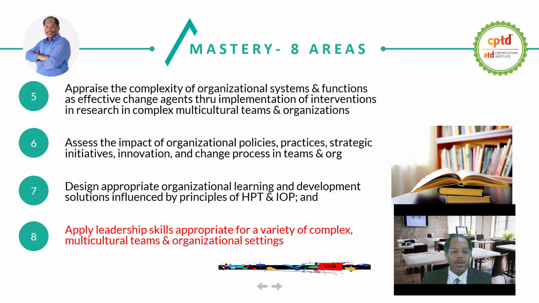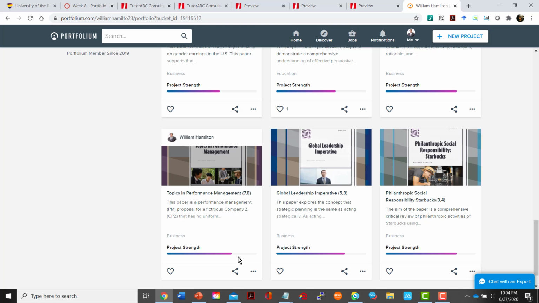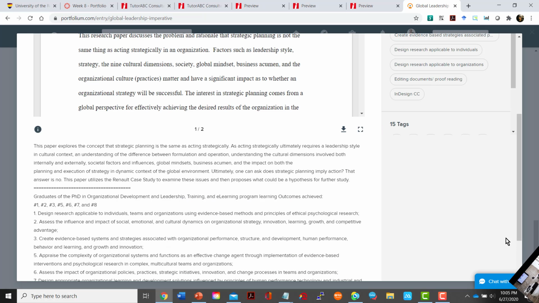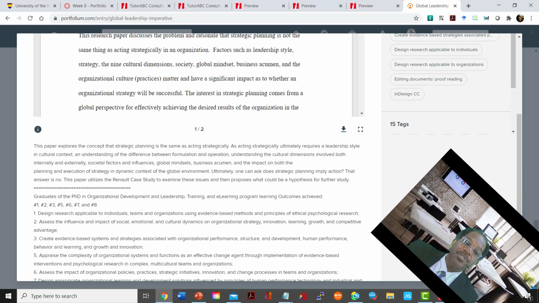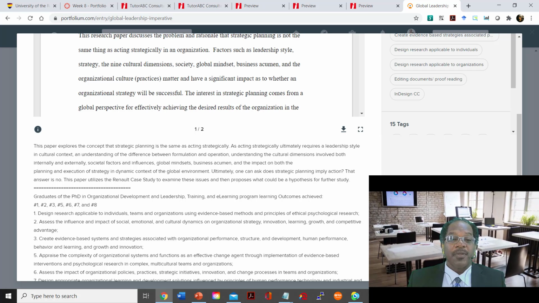Lastly, program learning outcome number 8: apply leadership skills appropriate for a variety of complex multicultural teams and organizational settings. Here again, there are several, 3 or so. I chose the global leadership imperative. So for number 8, this paper explores the concept of strategic planning. Is it the same as acting strategically?